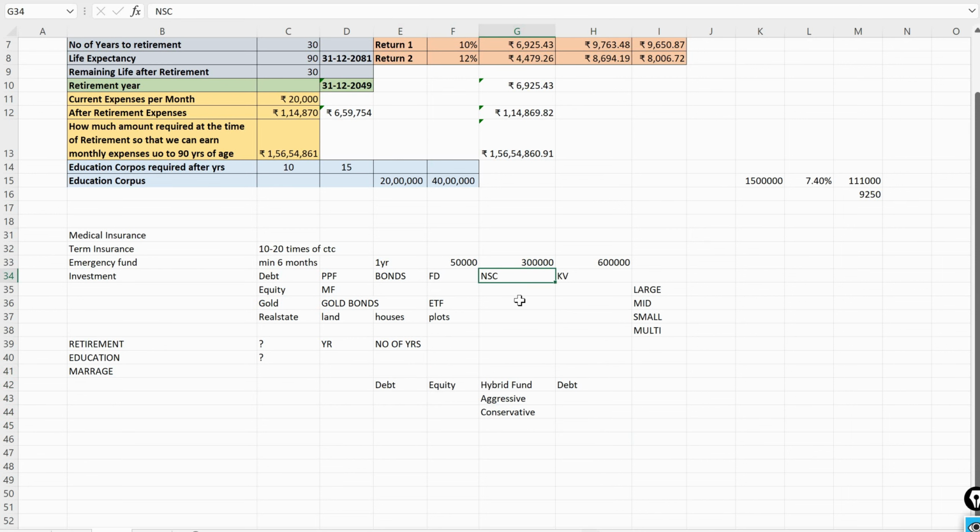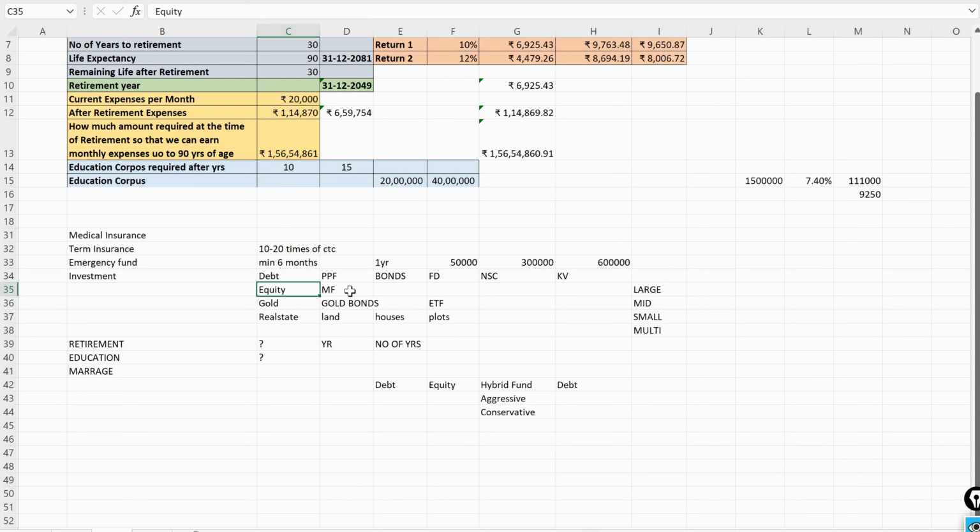NSC means the post office National Savings Certificate, and Kisan Vikas Patra. That one is totally debt, with a guaranteed return. And the balance we can put in gold or real estate, but the actual return we will get only in the equity market, when you invest in equity.